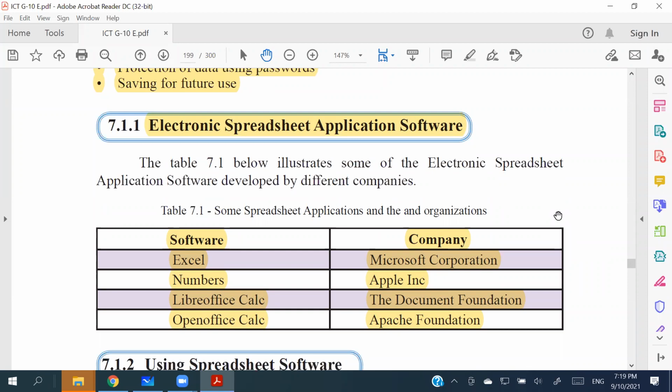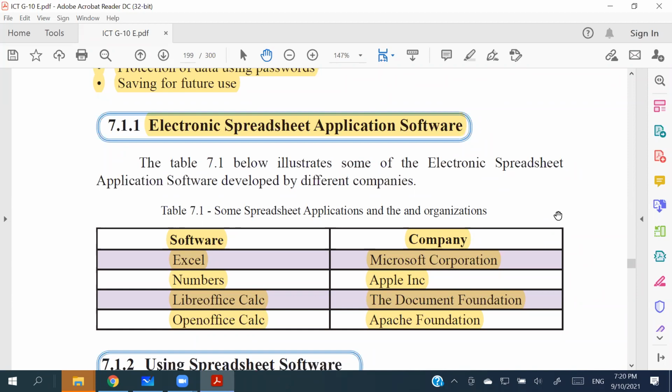Numbers belongs to the Apple Corporation, and it only resides on Apple devices, not on other devices. LibreOffice Calc and OpenOffice Calc are free and open source software. So anyone can use them without any permission, and we don't need to pay to have these in our computer. But compared to Excel and Numbers, these are a little less user-friendly, but nowadays they are trying their best to match the requirements of Excel and Numbers.